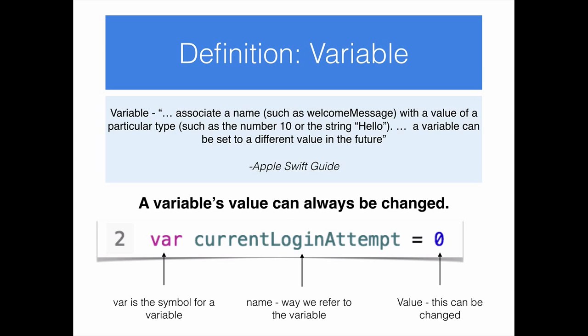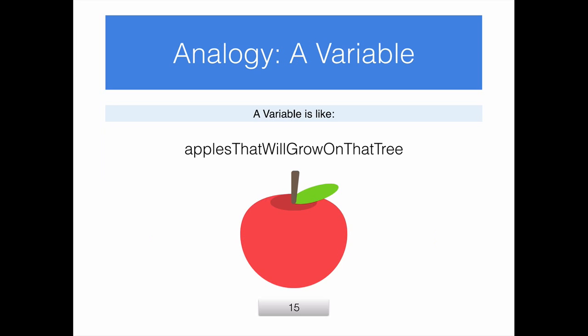So we see here that the structure for creating a variable, we have a var keyword instead of let, and we see that they're both in pink, right? So this means that it's a keyword here. And we see a name here, something like current login attempt, and we see that it has a value. And we see in this case, the bottom right-hand corner of our screen here, we see the value can be changed. So let's go ahead and take a look at an example out loud here.